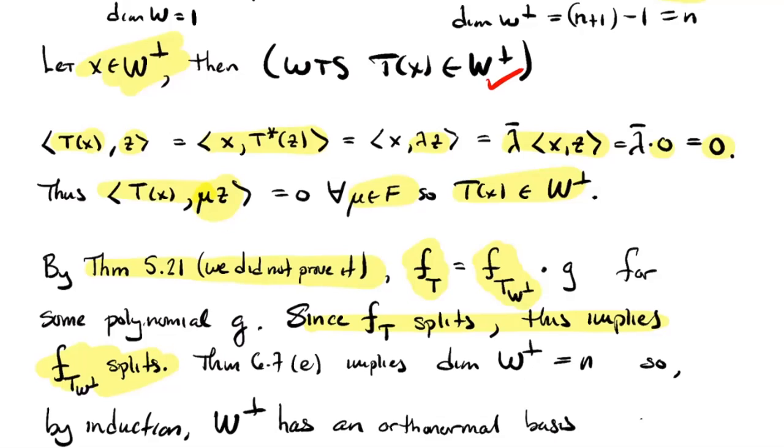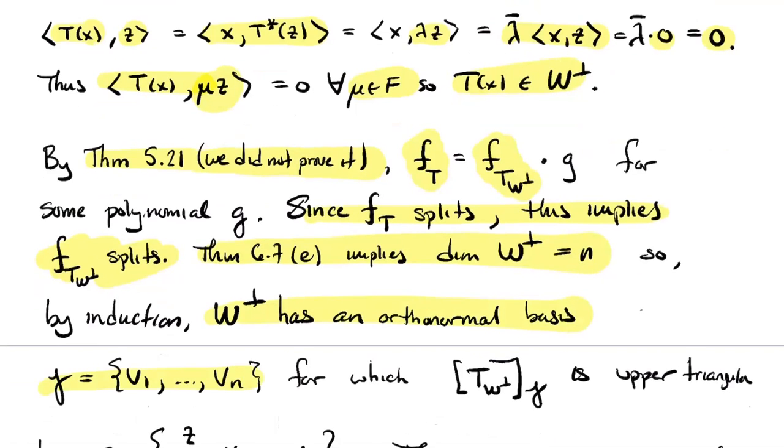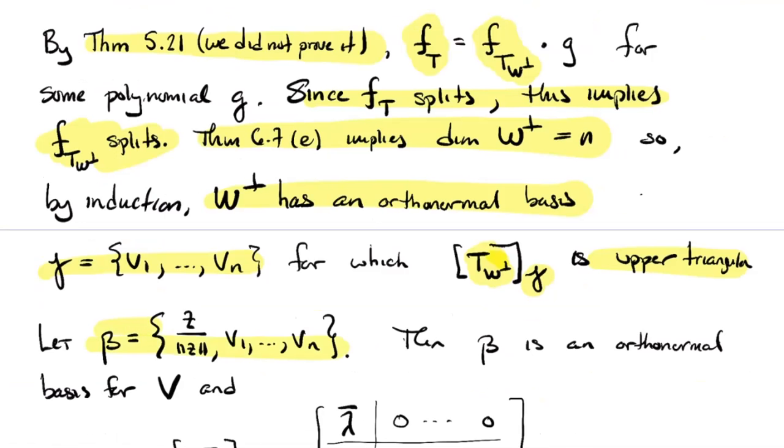Okay, so we already remarked above that W perp has dimension n, because it has to add with 1 to be n plus 1. So by the induction hypothesis, the operator T restricted to W perp has some orthonormal basis, call it gamma, its elements v1 to vn, such that the restriction in that basis is upper triangular. All right, so let's extend that to a basis for all of V by taking the gamma basis vectors and adding in Z, well, not Z, because it might not have length 1, but divided by its length. So that's a unit vector. You know that Z is perpendicular to all these v's because the v's come from W perp and Z is in W.